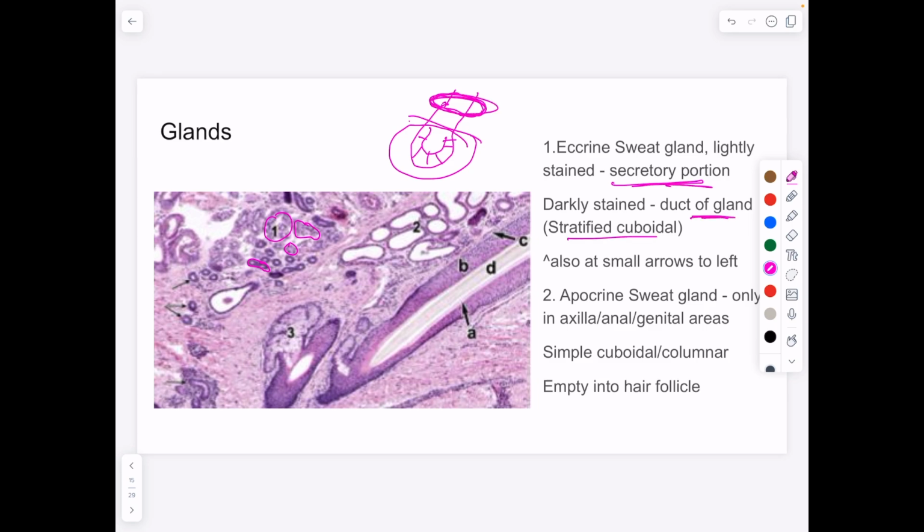All right, but the inside of the eccrine sweat gland is stratified cuboidal. We can also see some here. Those are dark, so that's going to be the duct of the glands.